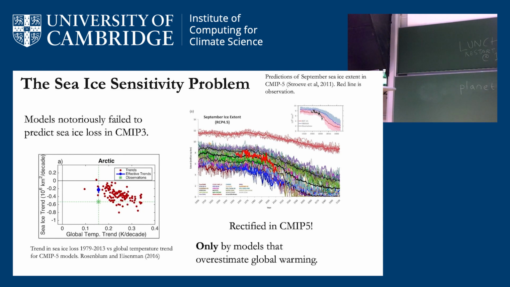The only models that accurately get the loss of sea ice, changes to sea ice cover, are the ones that overwarm. They're 2 or 3 degrees too hot. The only models that get the global mean temperature right don't remove any sea ice. So we have a problem, which is that the ratio between sea ice loss and warming is incorrect in these models.